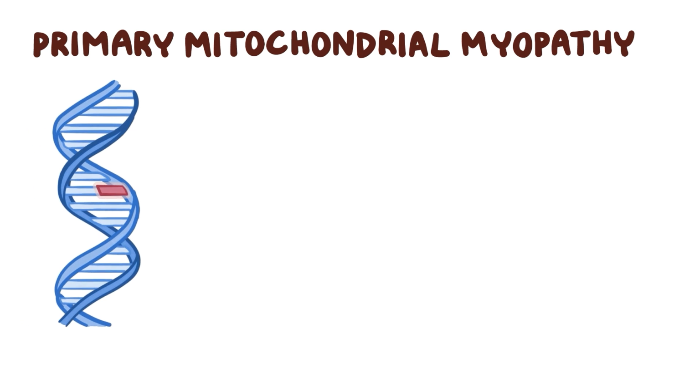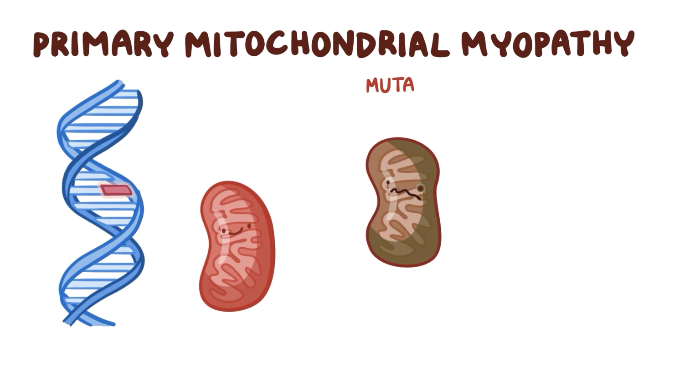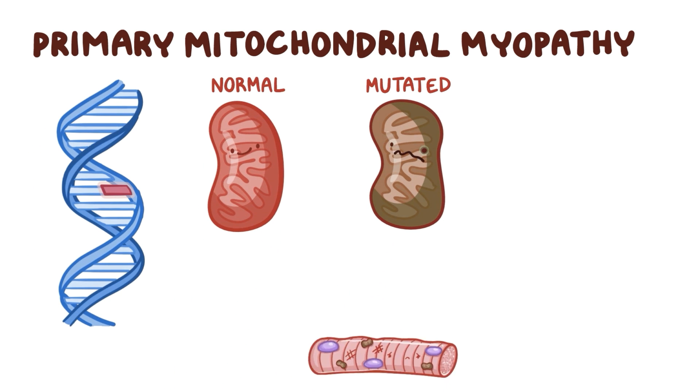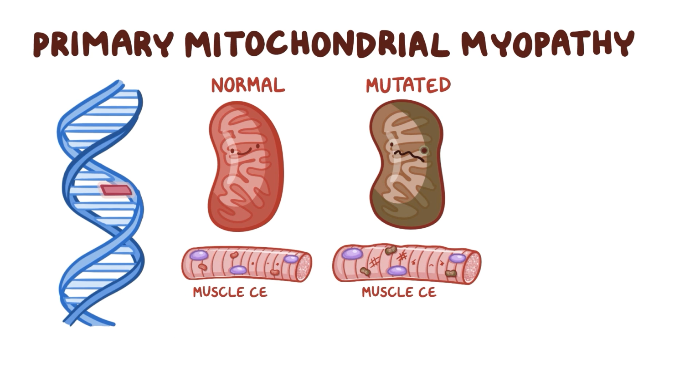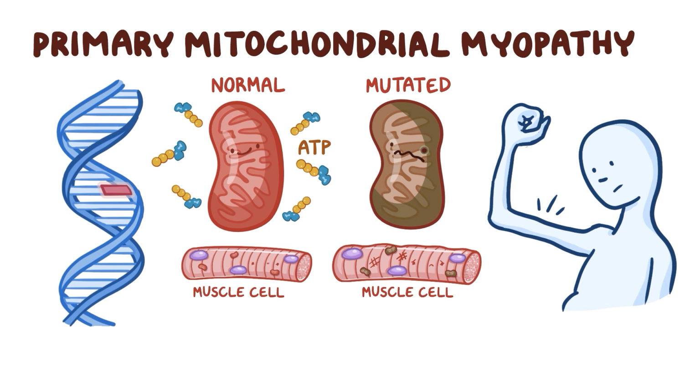Primary mitochondrial myopathy is a rare genetic disorder that occurs when there are mutated mitochondria in muscle cells, especially skeletal muscle cells. These mitochondria are unable to generate adenosine triphosphate, or ATP, which is a form of energy used by our cells. As a result, muscle cells, which require a lot of energy to function, stop functioning properly.